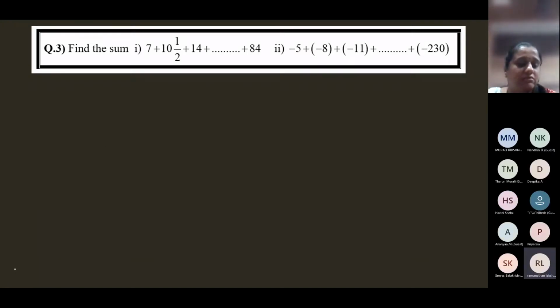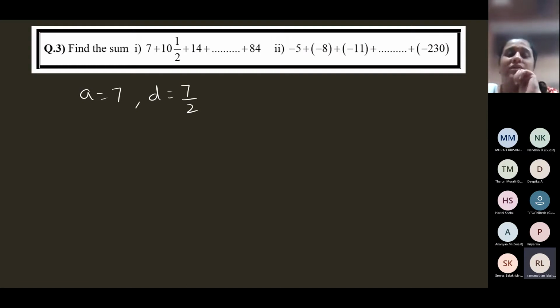Okay. So how do we find the sum? What is A7? I told you, you need to write 3 things: A, N, and D. Then only you should start off answering. So A is 7, D is 10 and a half minus 7, 3 and a half, which is 7 by 2. And N, what is N?